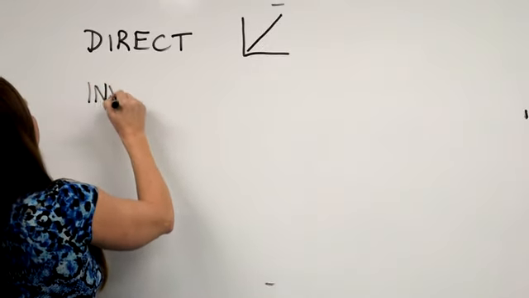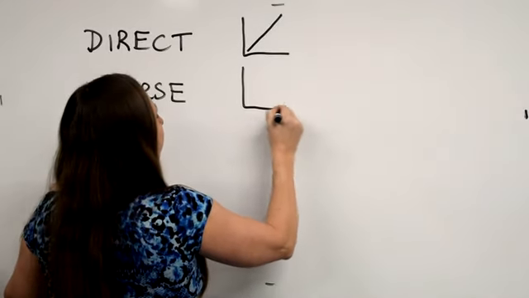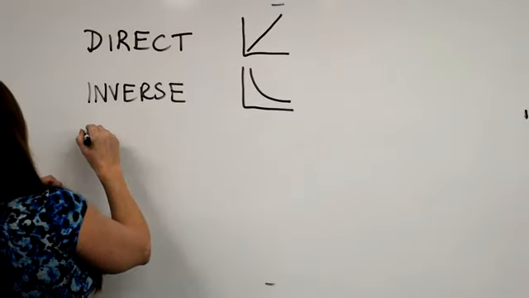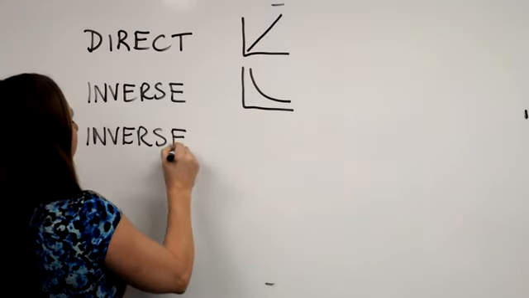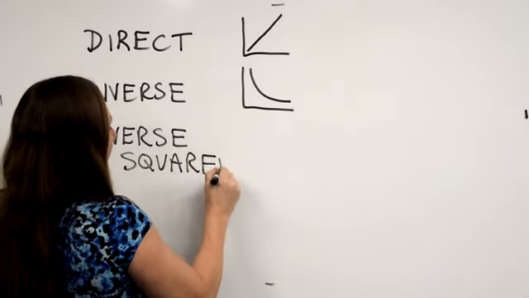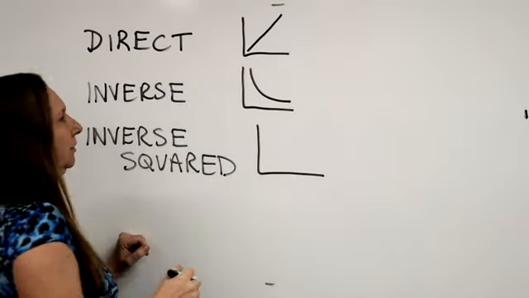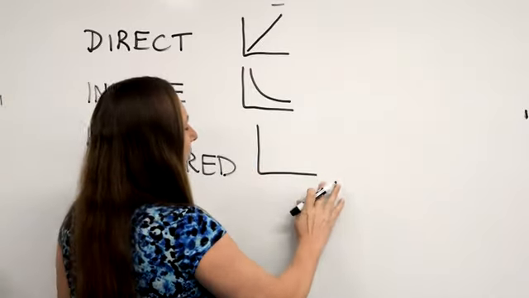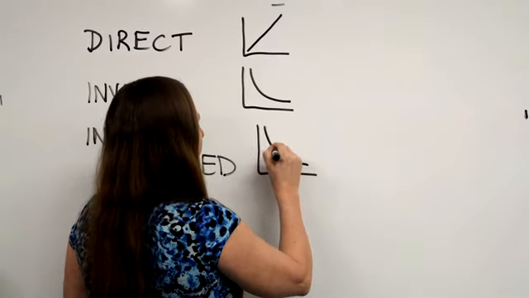You have an inverse relationship, right? And the graph of an inverse relationship is going to look like that, right? You have an inverse squared relationship, and you're really not going to be able to tell the difference between an inverse and an inverse squared relationship unless you actually see some of the numbers on the graph. So for now, I'm just going to draw it the same way. All right.